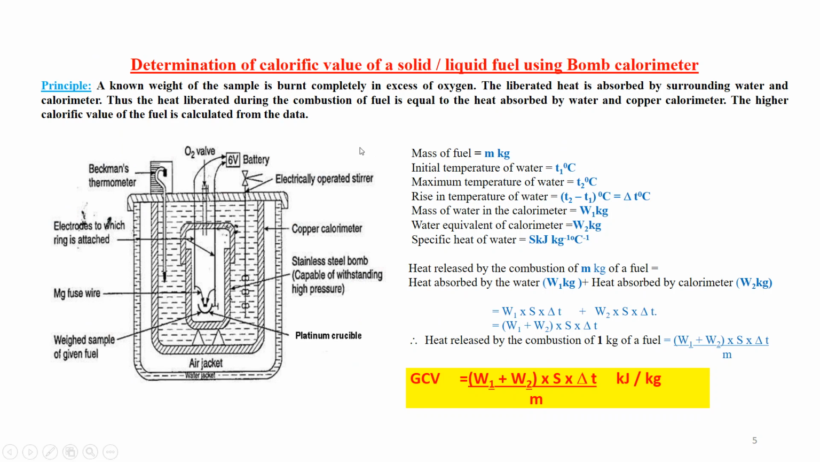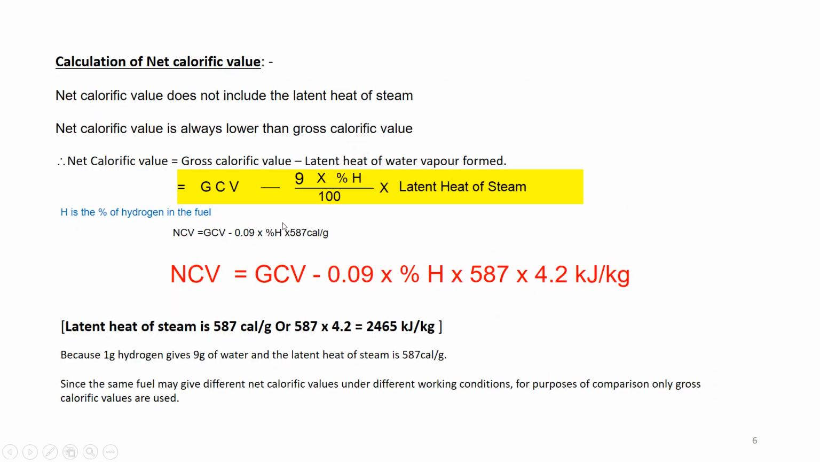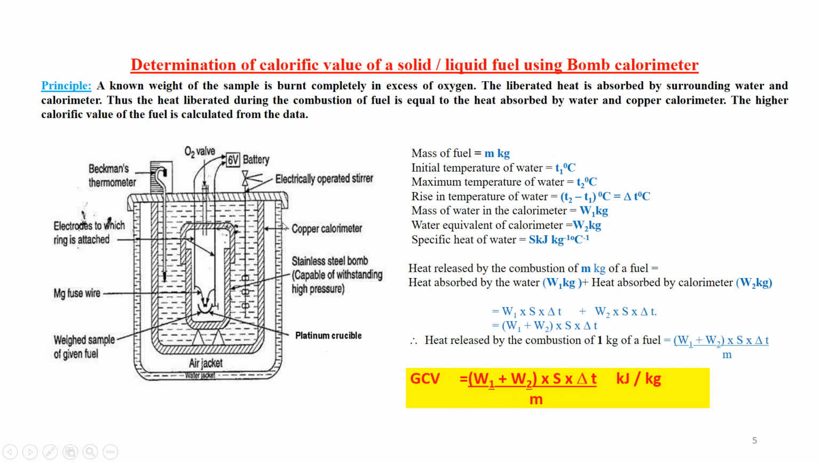Now, what are the calculation steps? Before starting the experiment, we have to note down the initial temperature, that we will take as T1 degrees Celsius. Then we have to start the combustion process. Then note down the highest temperature recorded in the thermometer. That I will take as T2 degrees Celsius.